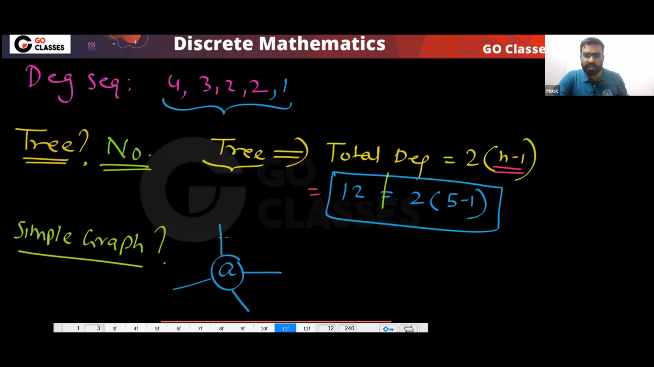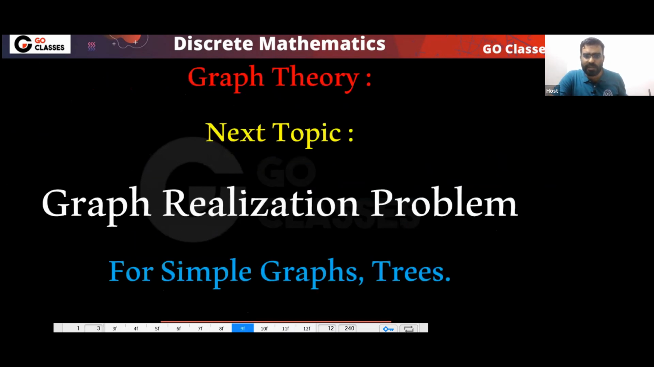Okay, so this should be the degree 4 vertex. This is your degree 4 vertex. Then what do we want? Now, you must have a degree 3 vertex. So this vertex must have degree 3. Now we have a degree 3 vertex, we have two vertices with degree 1. Okay, so yes, we can realize a simple graph. A simple graph we can realize, but we cannot realize a tree. Okay, so did you understand the graph realization problem?